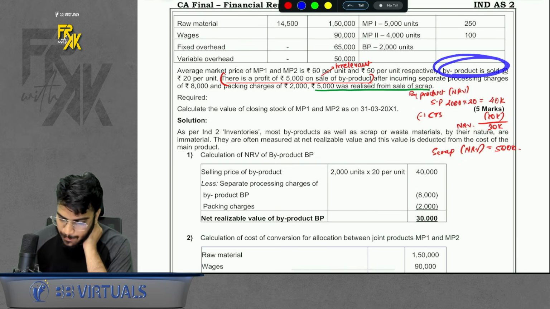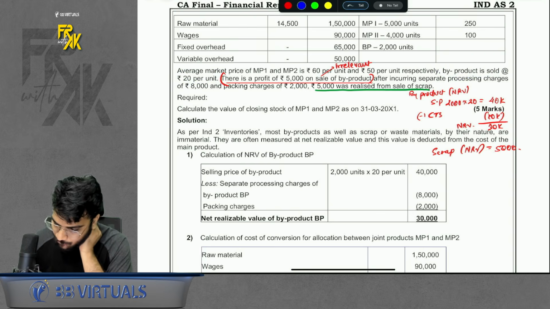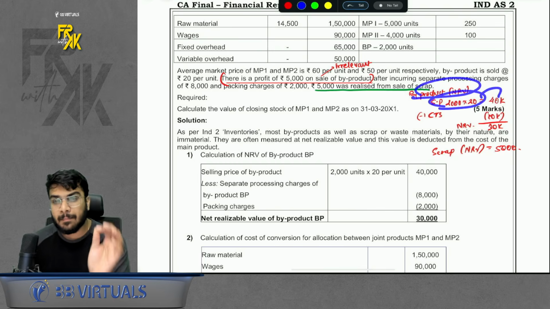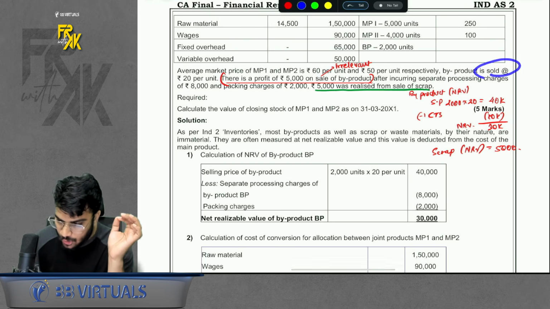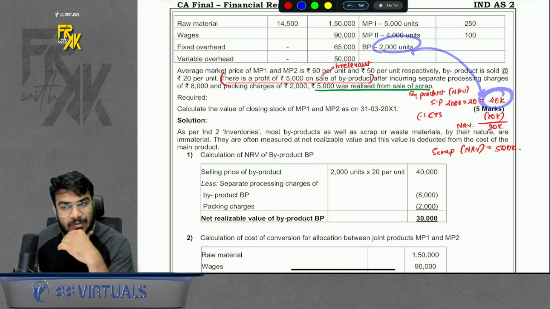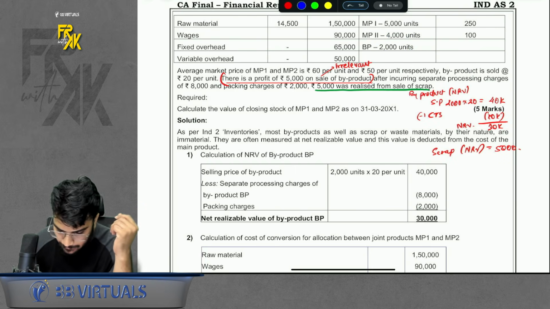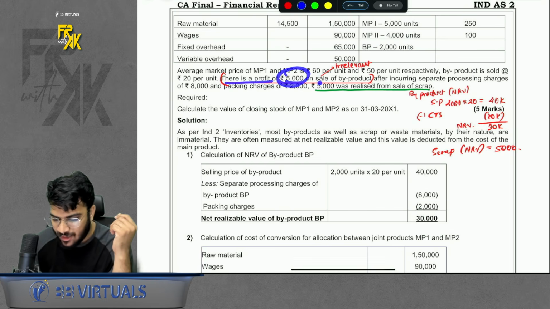Then it is given the byproduct is sold at rupees 20. If your byproduct is sold at rupees 20, you remember for byproduct we need the NRV of byproduct so that it can be reduced from total cost. So it is sold at rupees 20. You manufactured 2000 units at rupees 20. It will come to 40,000, right? Then you will say there is a profit of 5,000 on sale of byproduct.